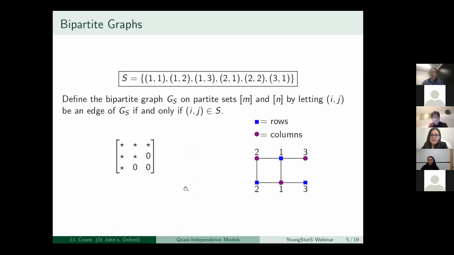I can also define a bipartite graph on this set. The partite sets are 1 through m and 1 through n, and I let ij be an edge in this graph if and only if ij is in my set. For this example, I have this bipartite graph with blue squares and purple circles. For example, 1, 2 is an element of my set, and so the edge 1, 2 is present.